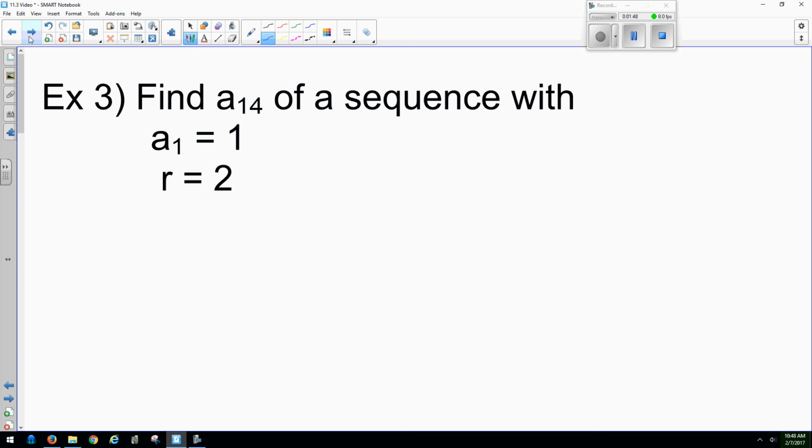In the next example here, we do need to use the formula. So let me go ahead and write that over here. So it's a sub n is equal to a sub 1 times r to the n minus 1. Now we have to find the 14th term. So n, in this case, is 14. So we're going to take our first term, which is 1, multiply that times our r value, and raise that to the n minus 1 power, or the 14 minus 1 power. And so really I just have 2 to the 13th power, which is 8,192.